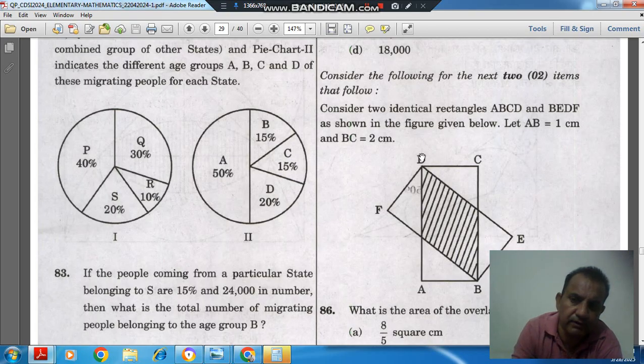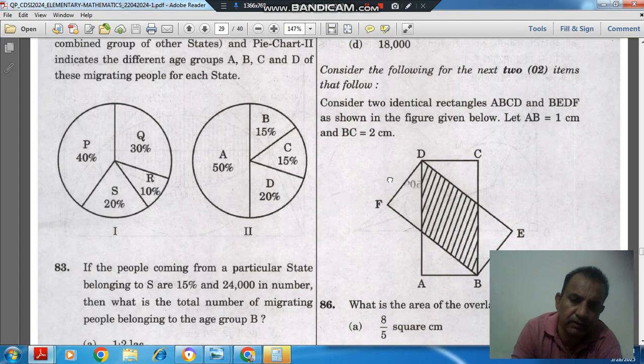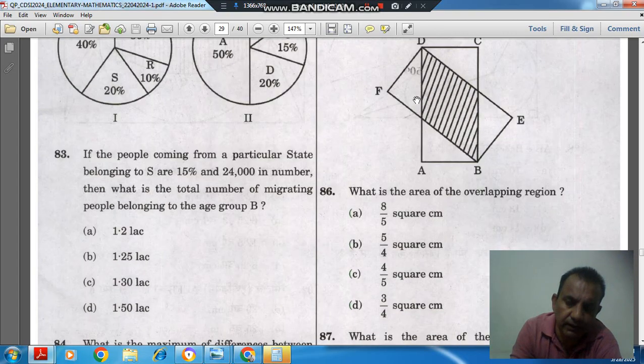Let AB be equal to 1 centimeter and BC be equal to 2 centimeters. So these are the two rectangles ABCD and BEDF, and this is the overlapping region. Question number 86 is: what is the area of the overlapping region?